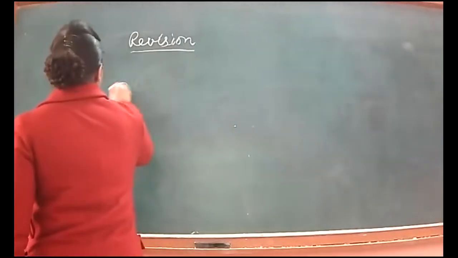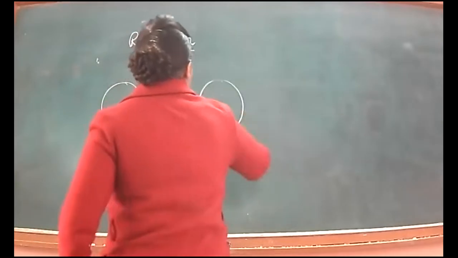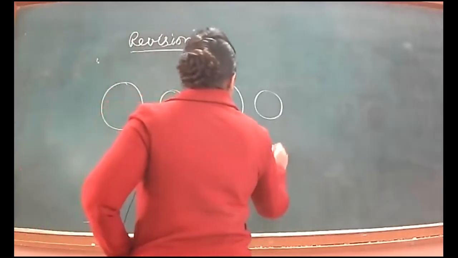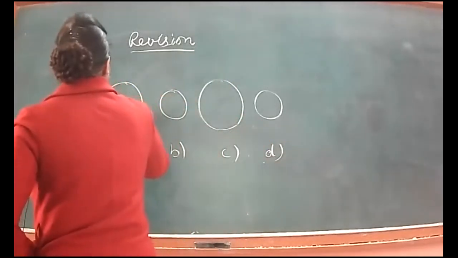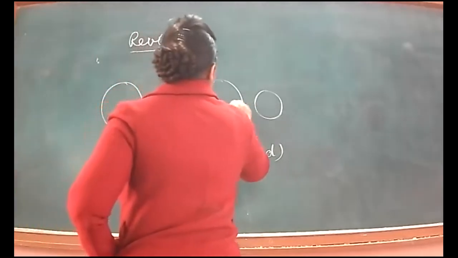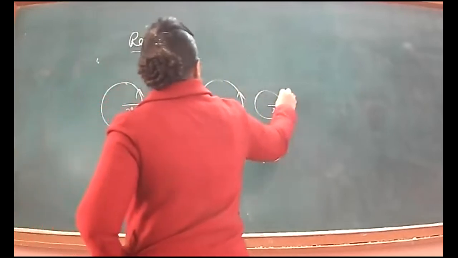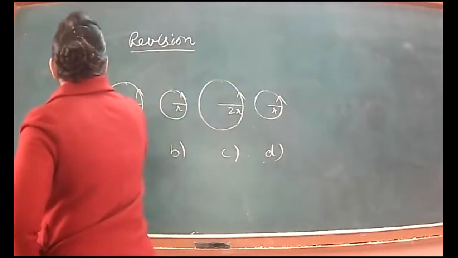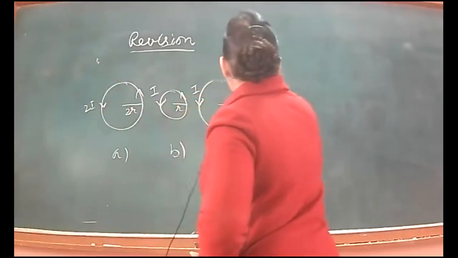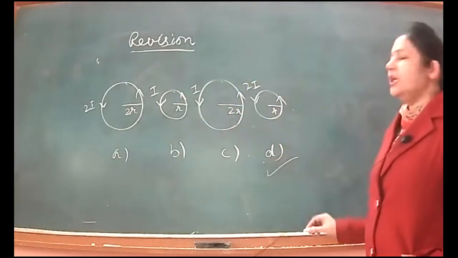So there are four rings: small, big, big, small, A, B, C, D. Its radius is R, this one's radius is 2R, this one's radius is 2R, and this one's radius is R. The current flowing through it is 2I, through this one I, and through this one 2I. So now our answer would be D part.